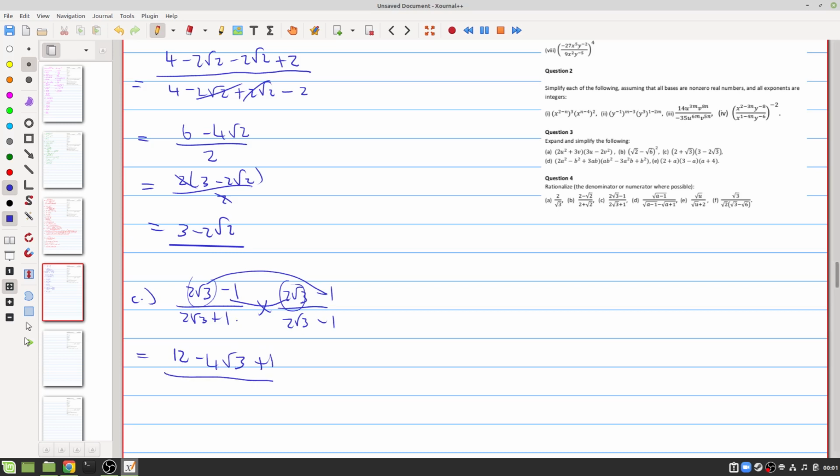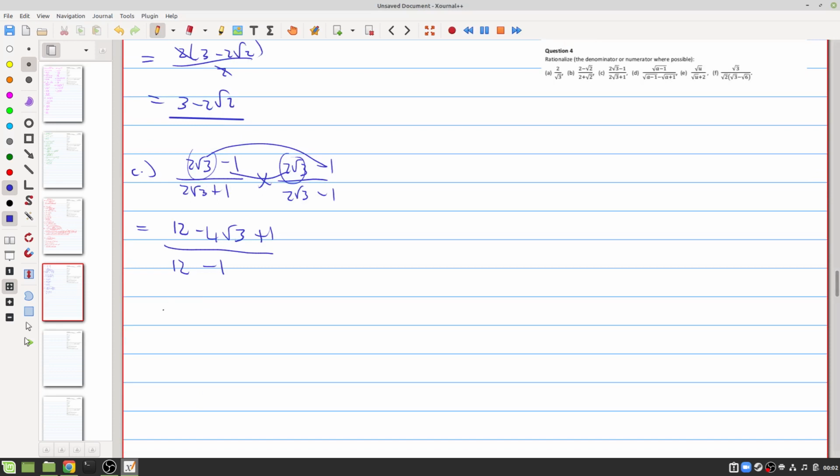At the bottom, we're going to have 12, sorry, 4 times 3 is 12. And then minus 2 root 3 plus 2 root 3 will cancel out. And then minus 1 at the bottom. So we get 12 plus 1 is 13 minus 4 root 3, and at the bottom 12 minus 1 is 11. There we go.